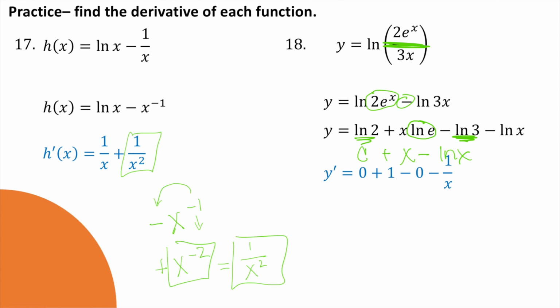So the derivative of a constant is 0, derivative of x is 1, the derivative of this constant is 0, and the derivative of ln of x is 1 over x. And that simplifies to 1 minus 1 over x. Now, admittedly, number 18 looks a bit scary, but one step at a time. You know this. You can totally do it.